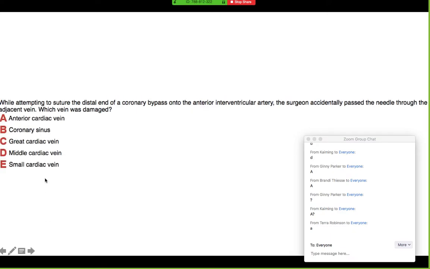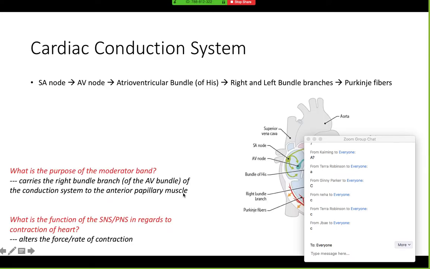All right. Okay, so you're attempting to suture the distal end of a coronary bypass onto the anterior interventricular artery. The surgeon accidentally passed the needle through the adjacent vein. Which vein was damaged? You're going to answer this question by knowing which vein is associated with which coronary artery. Yes, the great cardiac vein. That was the easy one.